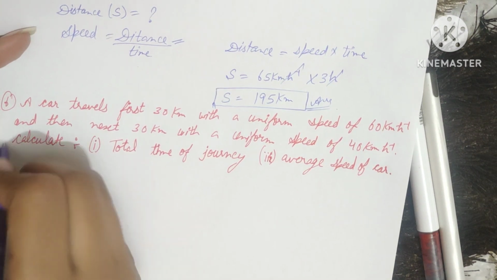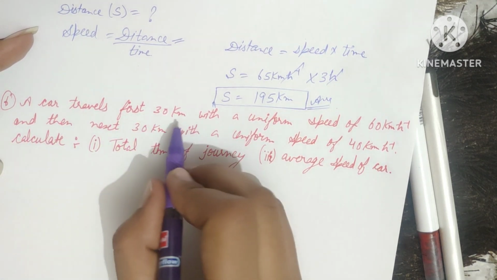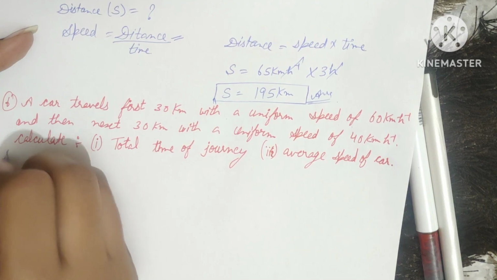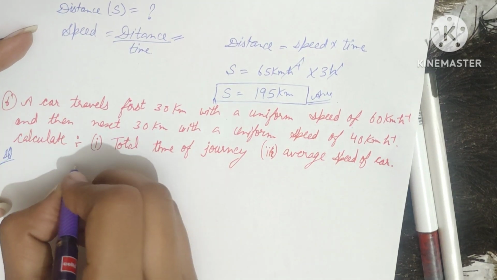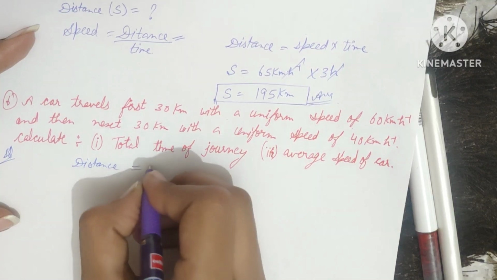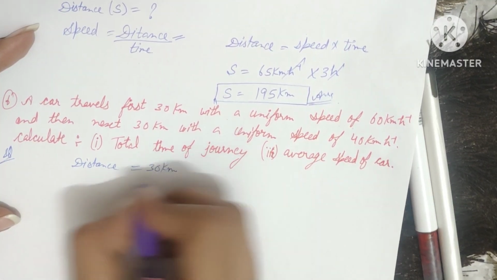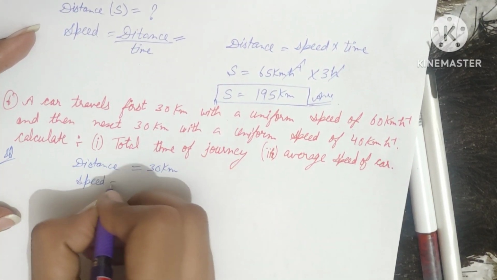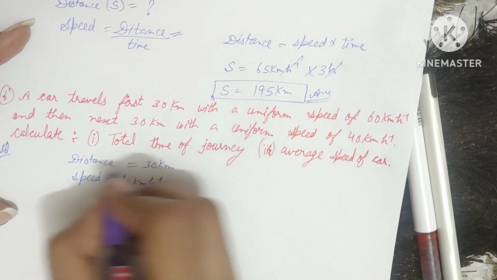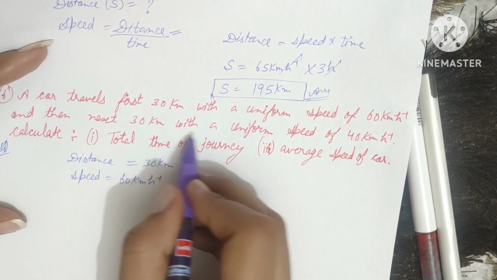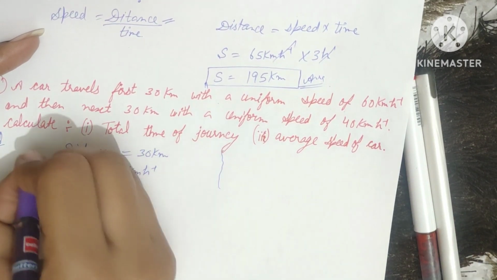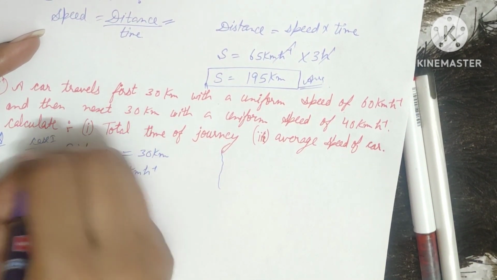Question number 6 now. The next question is: a car travels first 30 kilometer with the uniform speed of 60 kilometer per hour. What is given? A car is traveling with the distance given, 30 kilometer. The speed is given, 60 kilometer per hour, and then the next 30 kilometer with the uniform speed of 40 kilometer per hour. Means this is case 1.